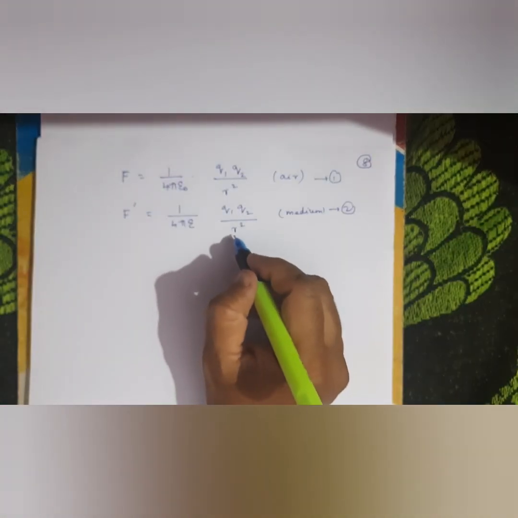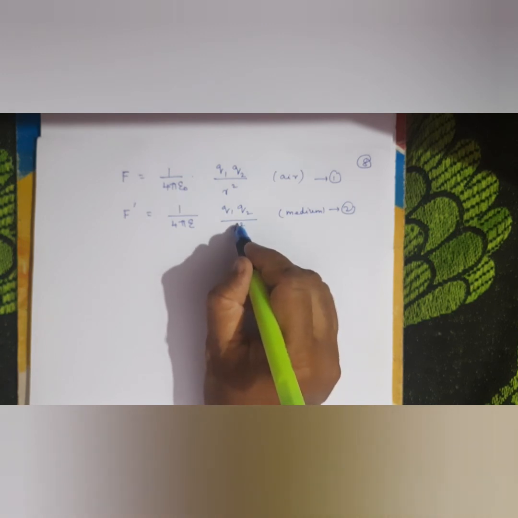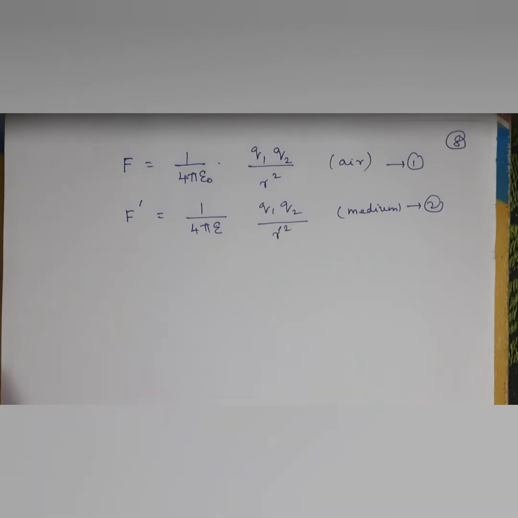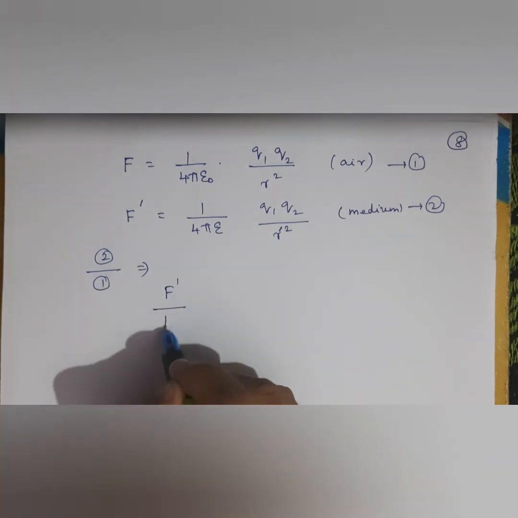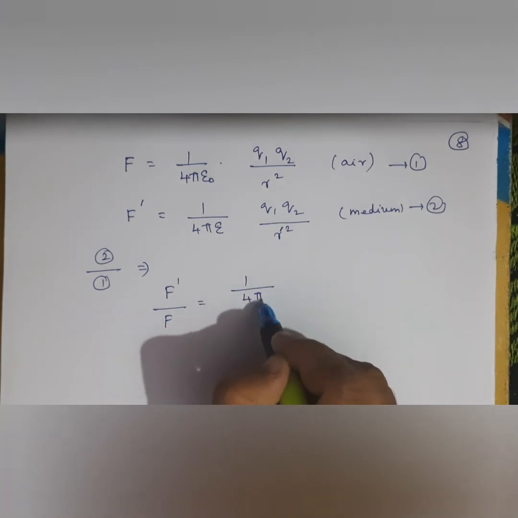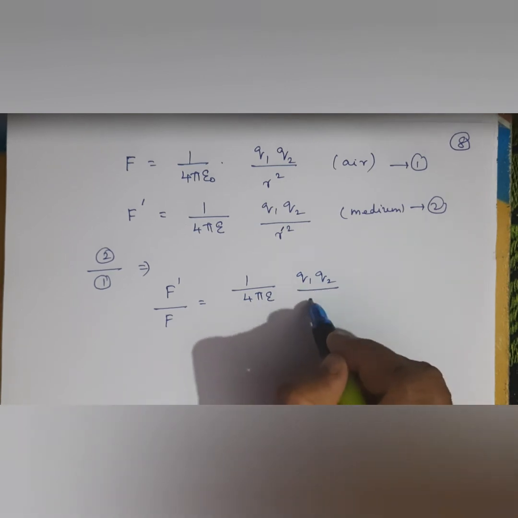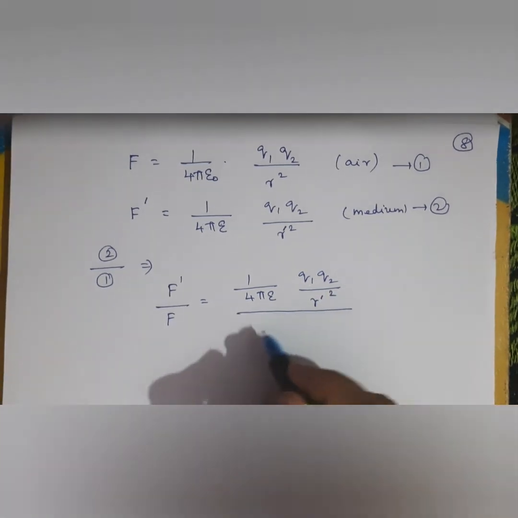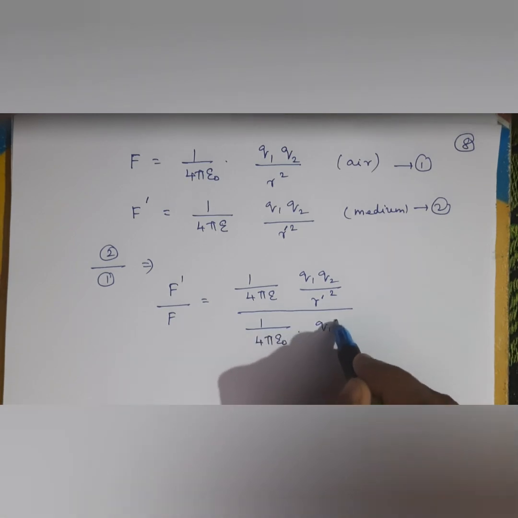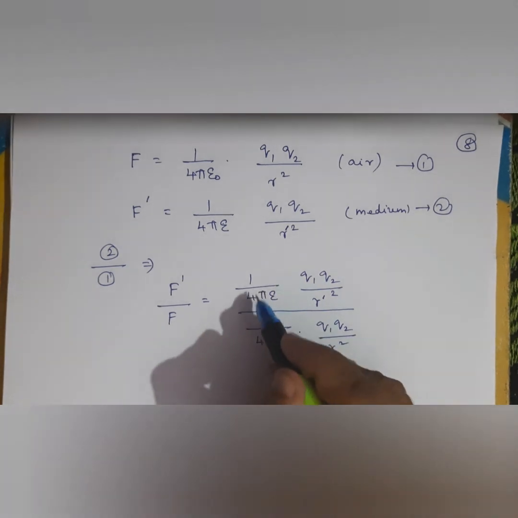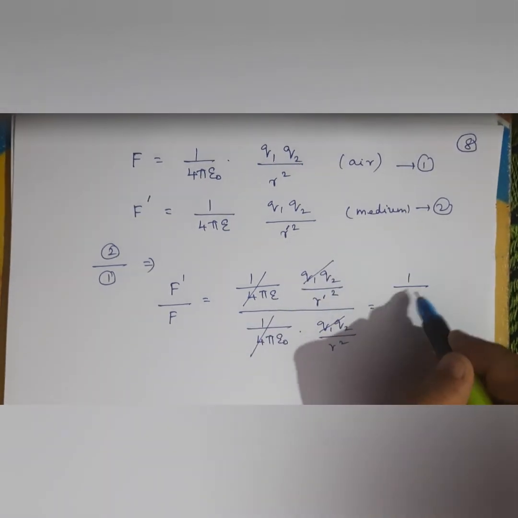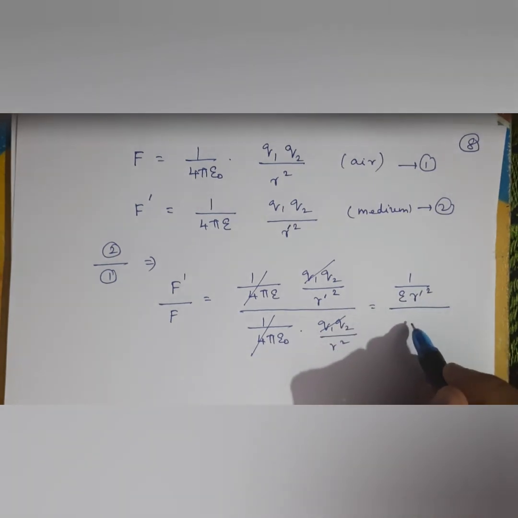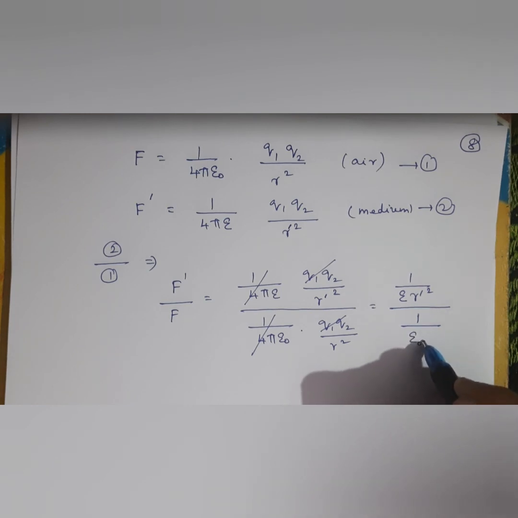So now what is the distance between them? In the problem, r is replaced by r dash, which is given. Now equation number 2 divided by number 1, which implies that f dash divided by f is equal to 1 divided by 4 pi epsilon q1 q2 divided by r dash squared, whole divided by 1 divided by 4 pi epsilon naught q1 q2 divided by r squared. So 1 by 4 pi is cancelled. So q1 and q2 are cancelled. Remaining term: 1 divided by epsilon r dash square, divided by 1 divided by epsilon naught r square.